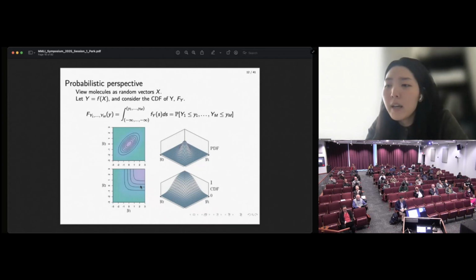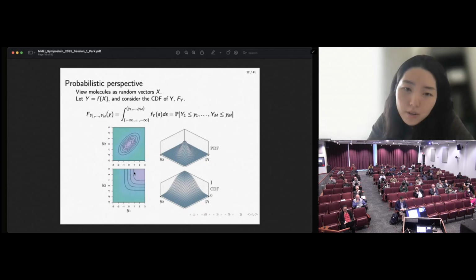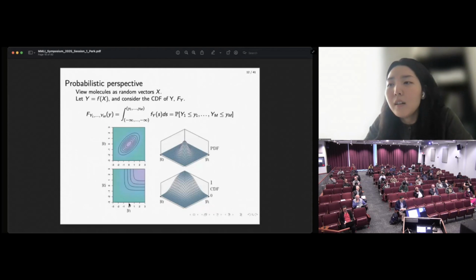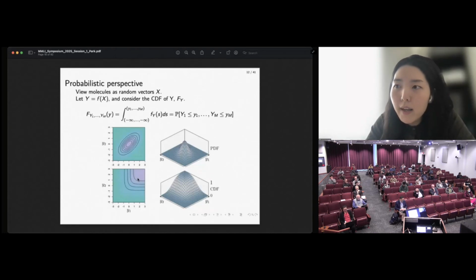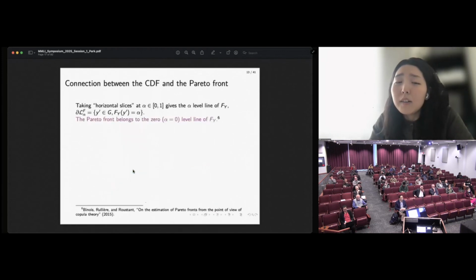And the bottom left is a plot we should get more familiar with seeing. It's a contour plot that horizontally slices the CDF at different values alpha from 0 to 1. And these are also called the alpha quantile or alpha level line of the CDF, which is the set of all the values y with the CDF value of alpha. It turns out that there is a theoretical relationship between the CDF and the Pareto front, which is that the Pareto front belongs to the alpha 0 level line of the CDF.